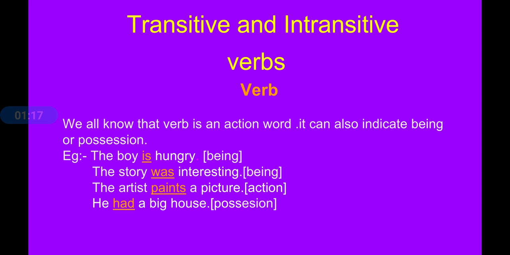He had a big house. Here the verb is indicating possession. The verb is "had". What he had, that means that house belongs to him, and "had" is indicating possession. So a verb can indicate an action, it can indicate the state of being, and it also can indicate possession.